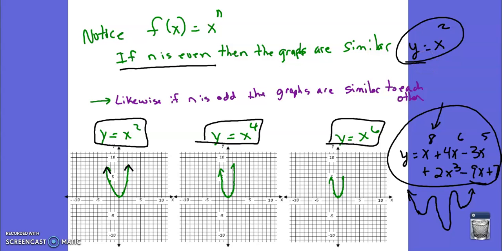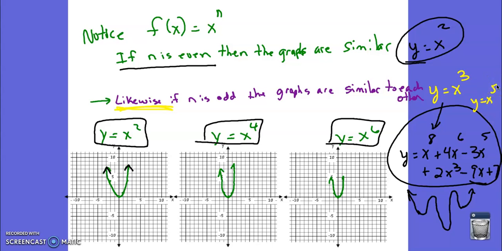Likewise, if n is odd, all the graphs are similar to each other. So it's similar to y equals x cubed. So x to the 5th is going to look similar to x to the 3rd.